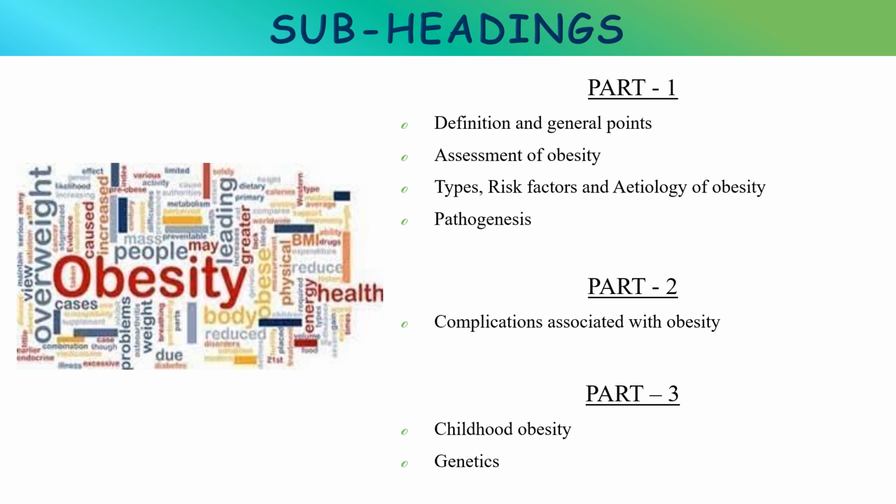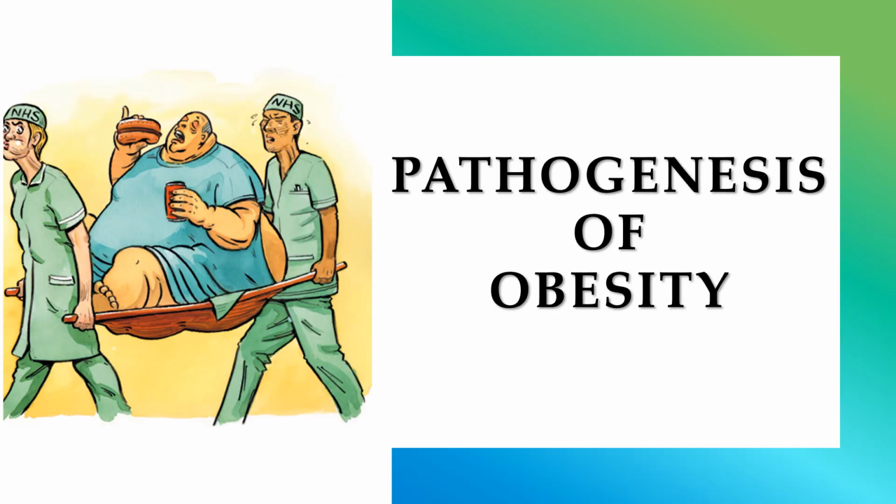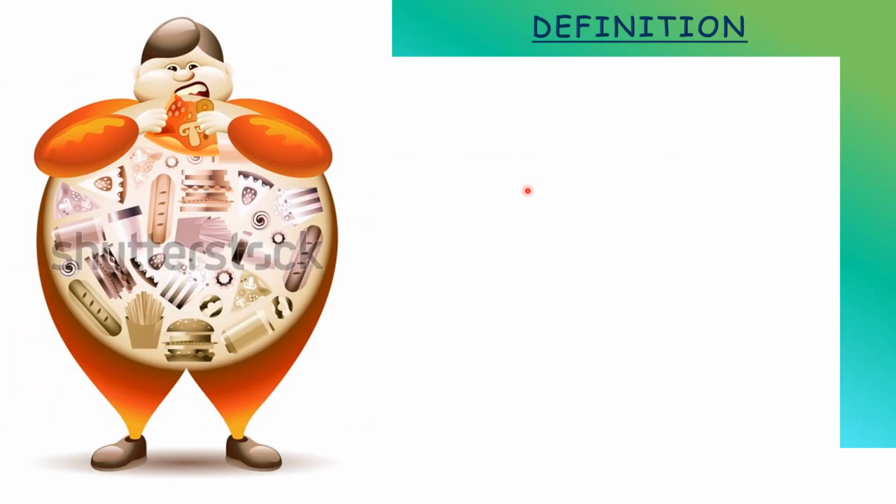In subsequent videos, we are going to talk about the complications associated with obesity and finally childhood obesity and the genetics behind obesity. Okay, so let's start with today's video, that is the pathogenesis, definition, types and etiology of obesity. So, how do we define obesity?